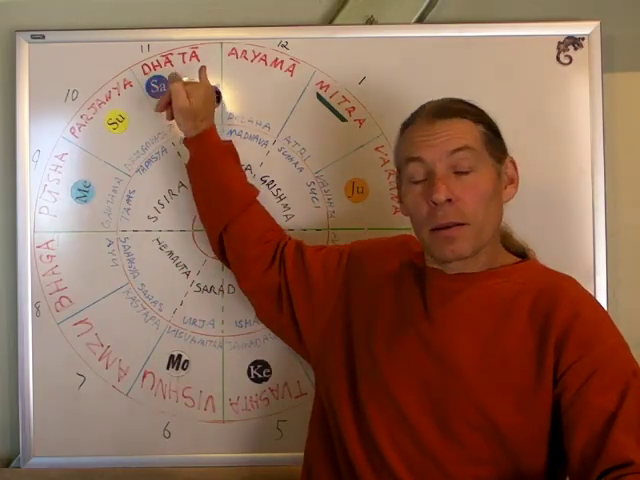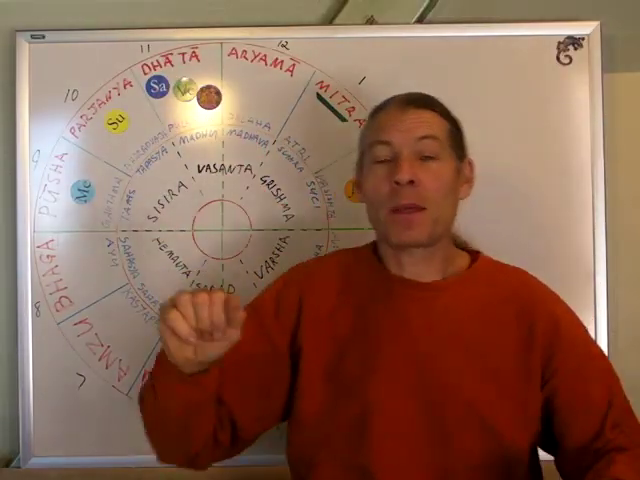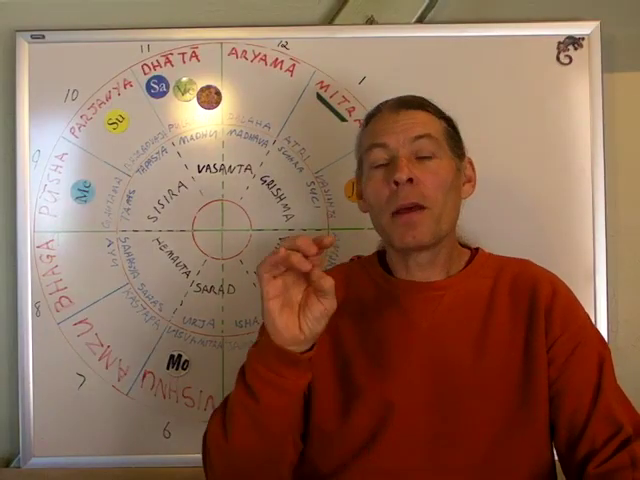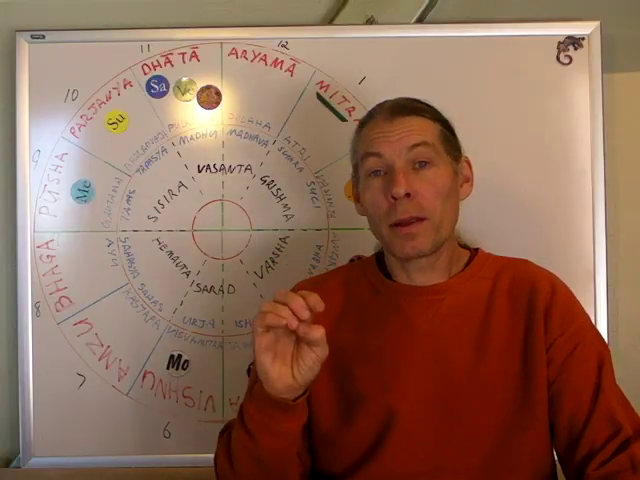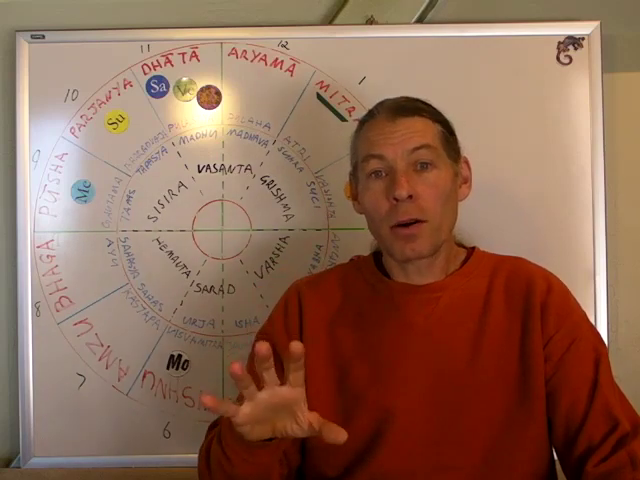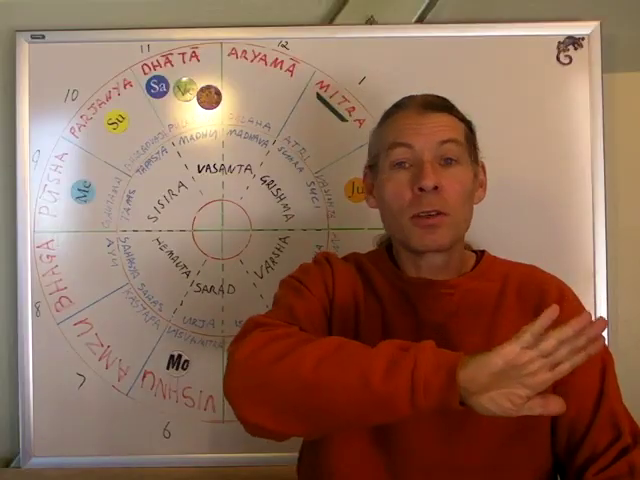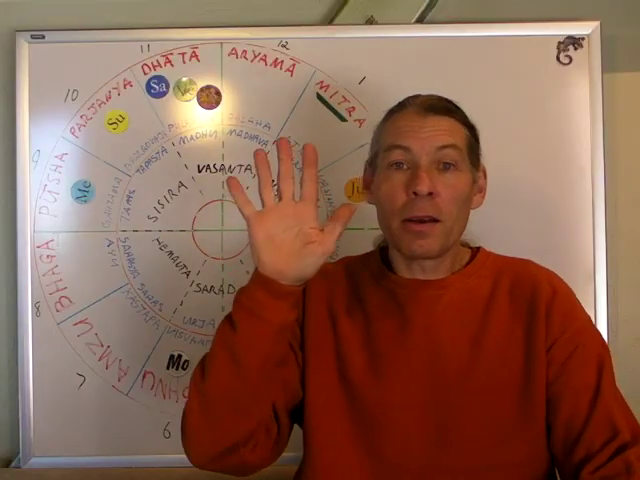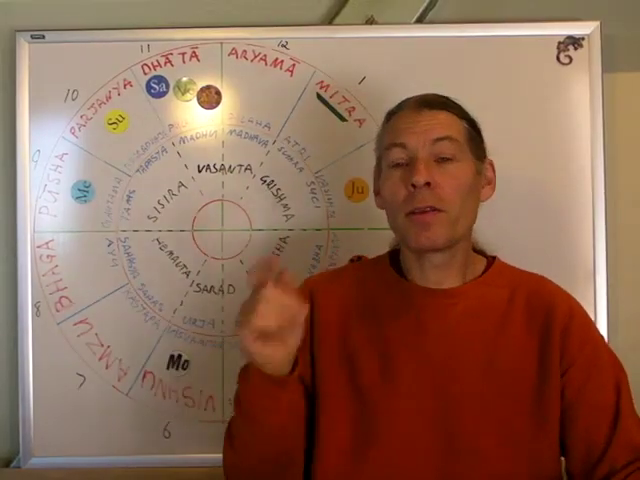So Data is the first Aditya before the vernal equinox right here. And the tropical zodiac, and only in the tropical zodiac, Pisces is the sign before the spring equinox. So all you have to do is say, okay, Pisces is Aditya number 1, Data. And then just go around the zodiac. After Pisces is Aries. Aries becomes Aditya number 2, Aryama. And just go around the zodiac.